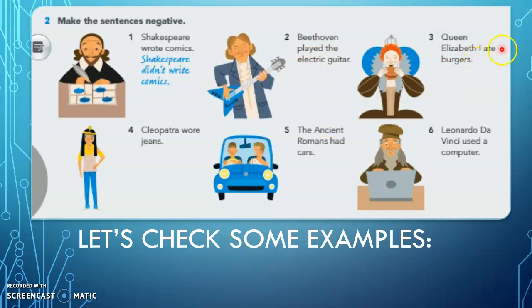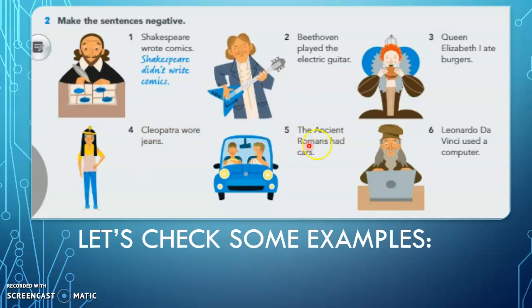Queen Elizabeth I ate hamburgers. So that would be Queen Elizabeth I didn't eat hamburgers. Maybe hamburgers didn't exist when she was alive. Cleopatra wore jeans. The same happened when Cleopatra was alive. Jeans didn't exist. So Cleopatra didn't, the present tense of wore is wear. So Cleopatra didn't wear jeans.